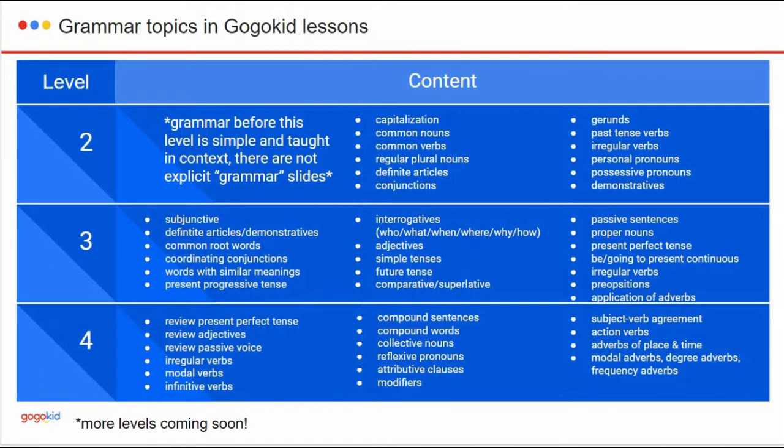Before level 2, the grammar is simple and taught in context, and there's no explicit grammar slides. The content listed here is the kind of the content you will find on the grammar slides. Again, in the future, if you're watching this, it is possible that maybe some of the content is shifted around just a little bit, but this is a good guideline for what topics you'll be covering for each level, and hopefully in the near future we will have a level beyond level 4.